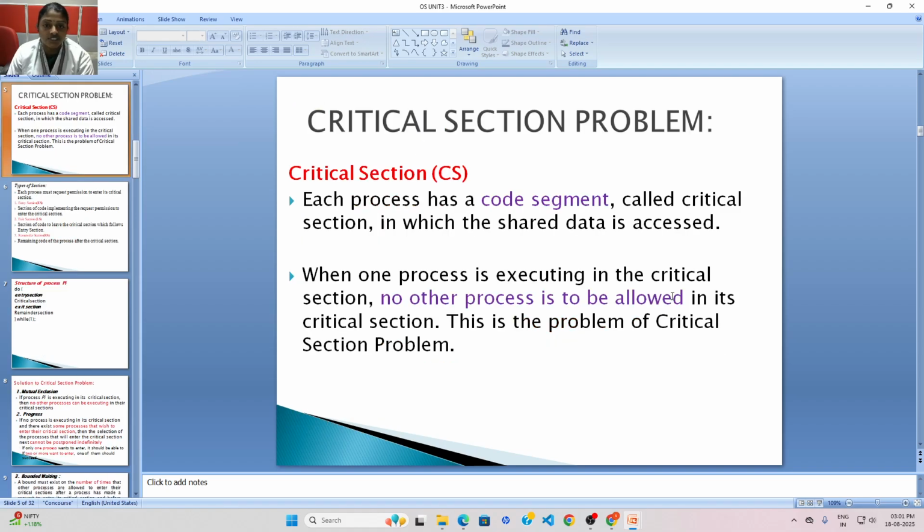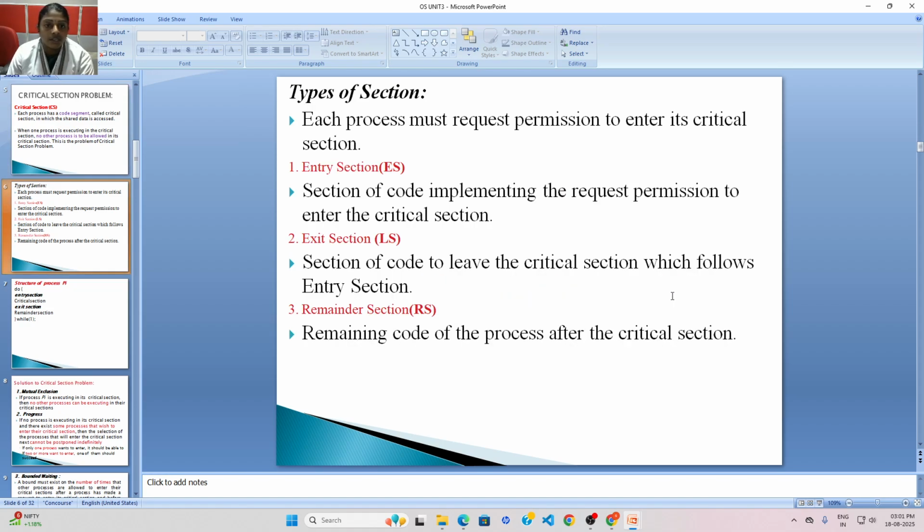Next, the critical section. The critical section is a code segment. No other process will be allowed in that critical section. Next, the types of sections: entry section, exit section, remainder section. The entry section is the section of code implementing the request for permission to enter the critical section. Next, the exit section is the code to leave the critical section. Next, the remainder section is the remaining code processed after the critical section.